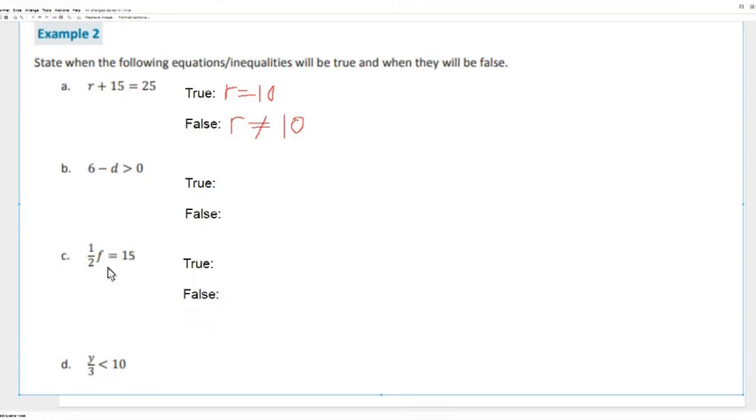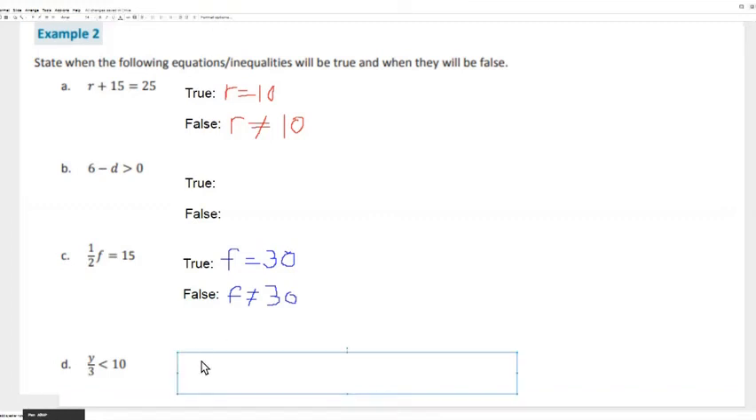If you think about it, what number times half gives me 15? Hopefully you come to the realization that if f equals 30, because half of 30 is 15, then that's true. Very similar to A, that means if f is anything other than 30, then that statement would be false. And that's kind of all we're looking into.